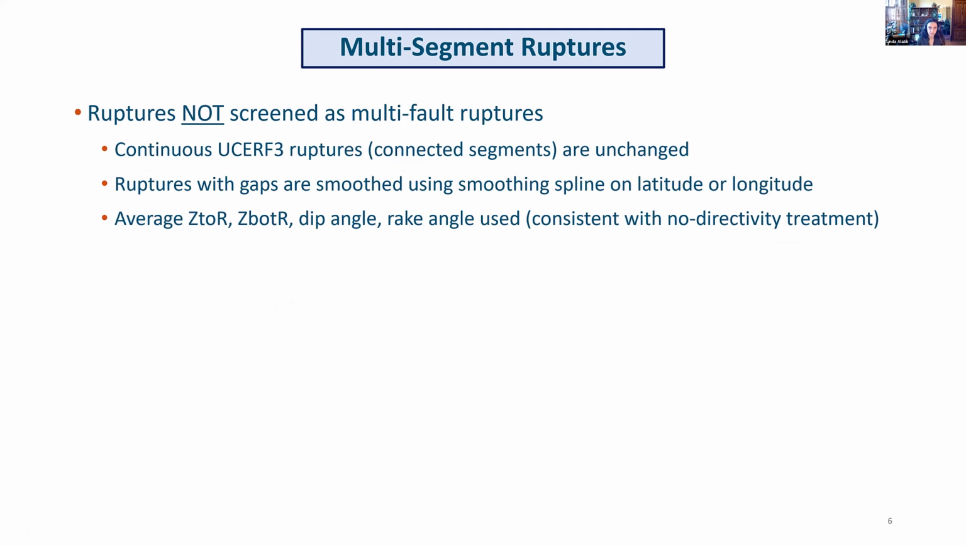Now, having screened out the multi-fault ruptures, we are left with what we call multi-segment ruptures. These are the ruptures that have no gaps, connected segments from USOR3, and these are unchanged, as well as the ruptures with gaps that we smooth out using a smoothing spline algorithm applied on either latitude or longitude. For these ruptures, we use average depth to top of rupture, dip angle, etc., consistent with the USOR3 implementation, averaging these parameters weighted by the area of the different segments.